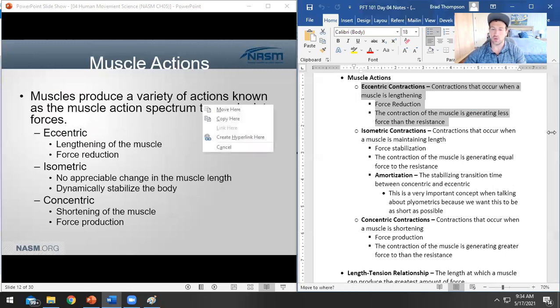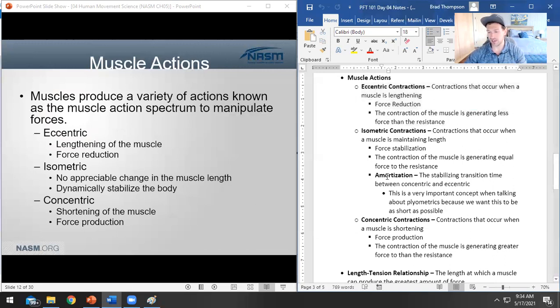Okay. So that's amortization in a nutshell. It's part of isometric. So we've lengthened our muscle, we've stabilized our muscle. Now we've got to do the one that we typically associate with muscle contractions, which is concentric contractions. Concentric contractions occur when a muscle is shortening. So we typically associate this with force production, right?